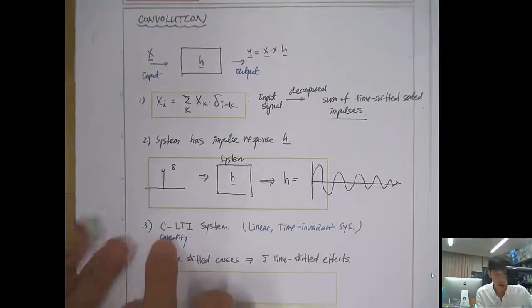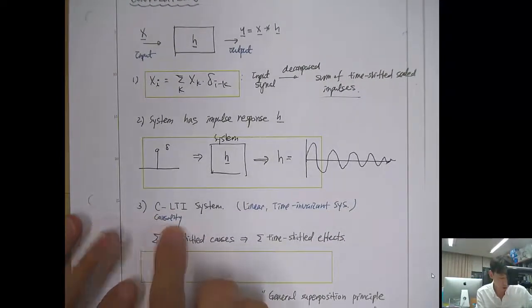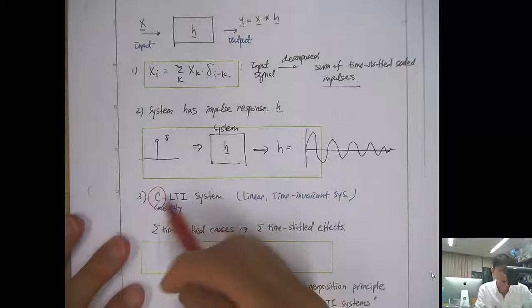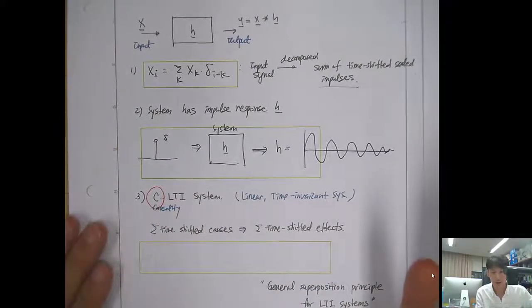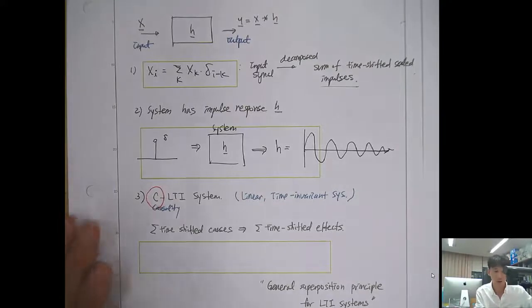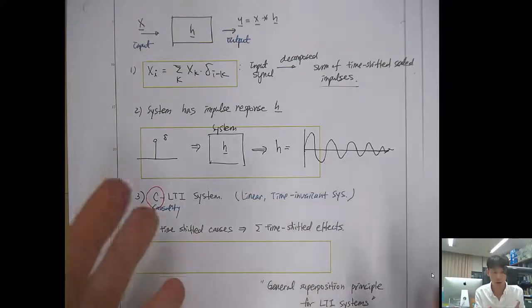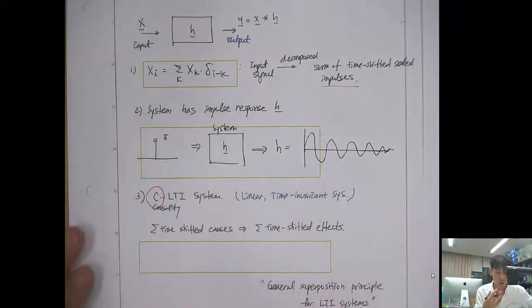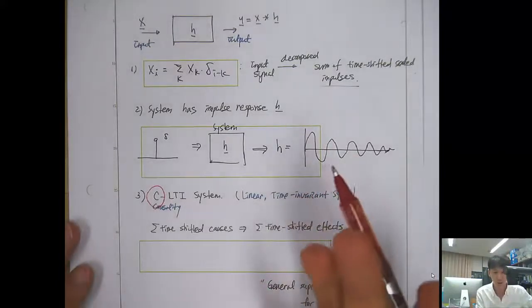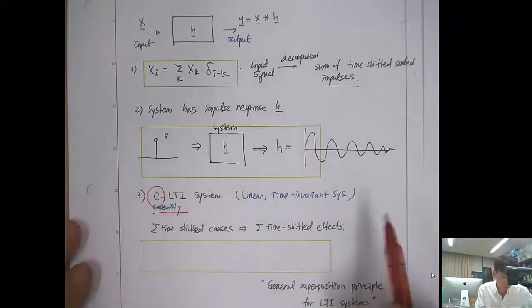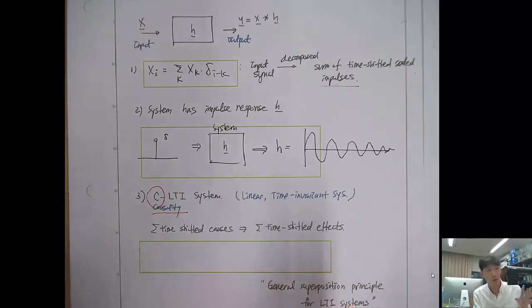And we assume that the system is a causal and linear time invariant system. Causality means that if there's an effect, then there should be some cause. So without any cause or without any input, the system doesn't show any output. If you have an input, then you have some output. That's called causality, so cause and effect. And linear means that the sum of the inputs gives the sum of the outputs. So it's gonna be the same.